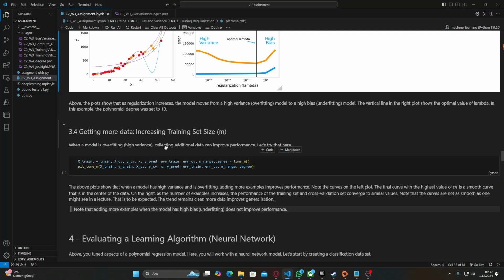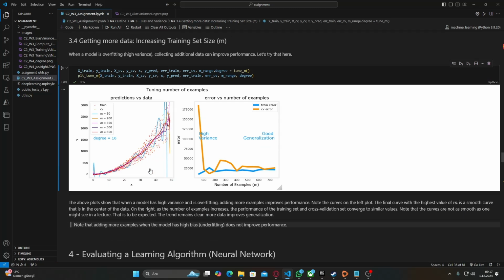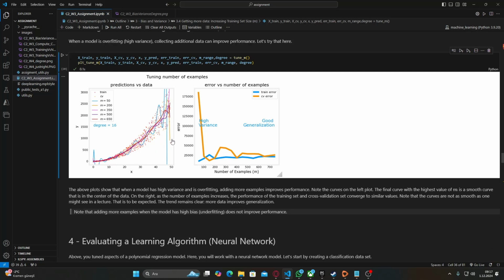Getting more data, increasing the training set size m, is always better for us. When a model is overfitting, collecting additional data can improve performance. With the extra data we can reduce the overfitting. The overfitting might look like this, but we can reduce it.